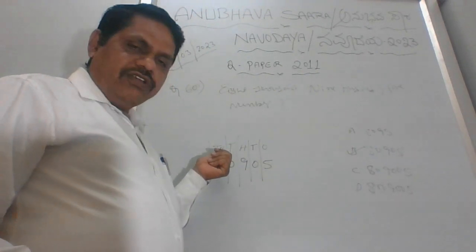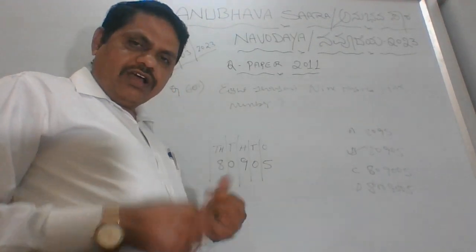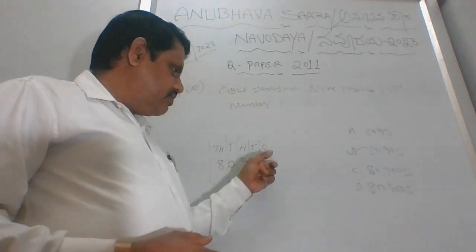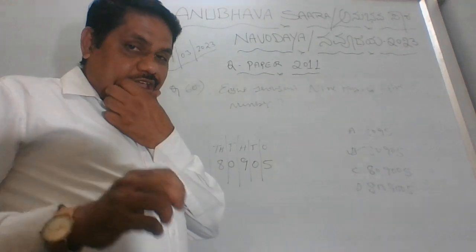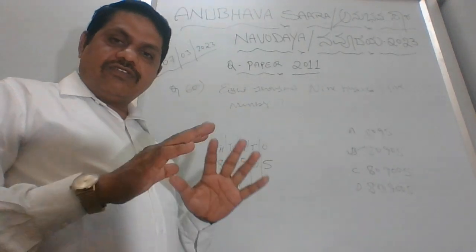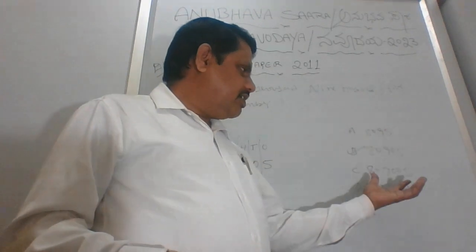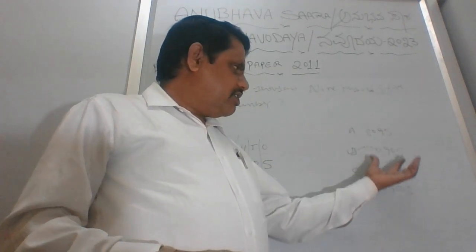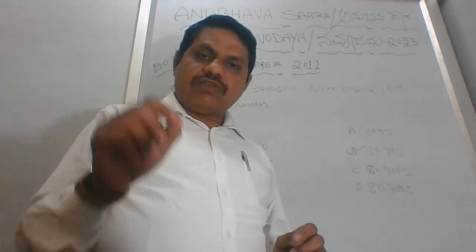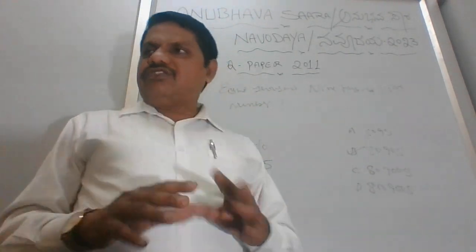80,000, then 10,000. 80 means tens only, right? Then it comes 1,000. After 1,000 what comes? Hundreds. After 100 what comes? Tens. After tens what comes? Ones. That means they will be able to catch the point that 1, 2, 3, 4, 5 numbers stand for this question. Here 4 numbers are there, here 6 is there, here 7 is there. That means only 5 numbers belong to option B. So they will choose answer B without any doubts and without wasting their time.